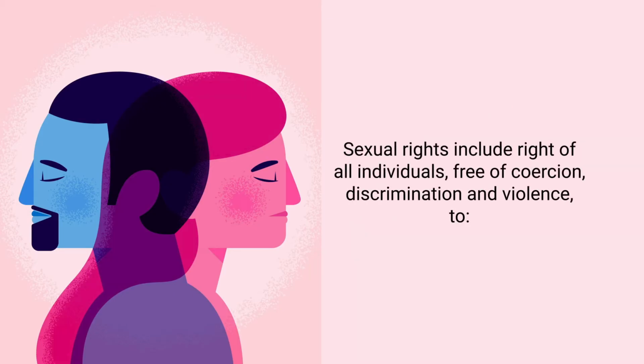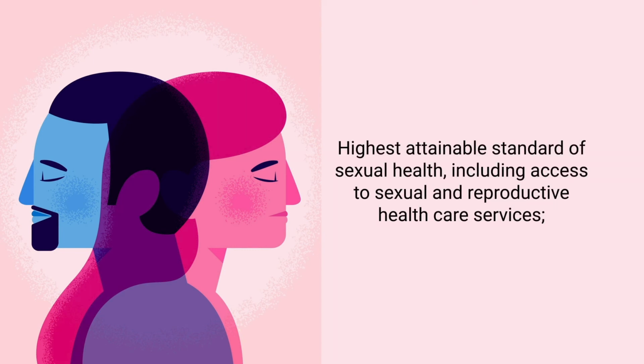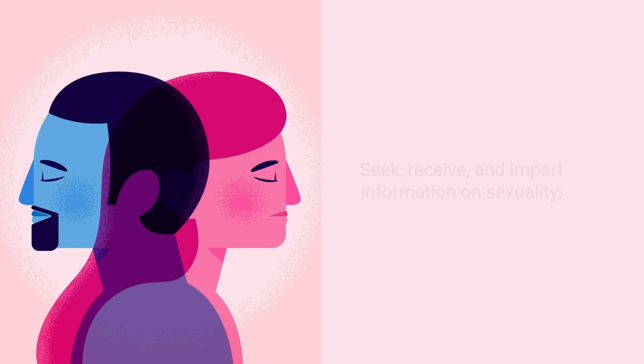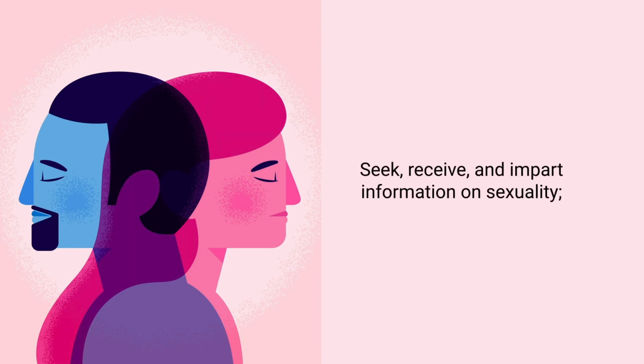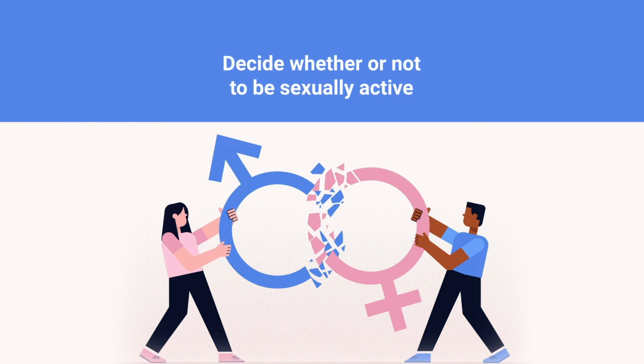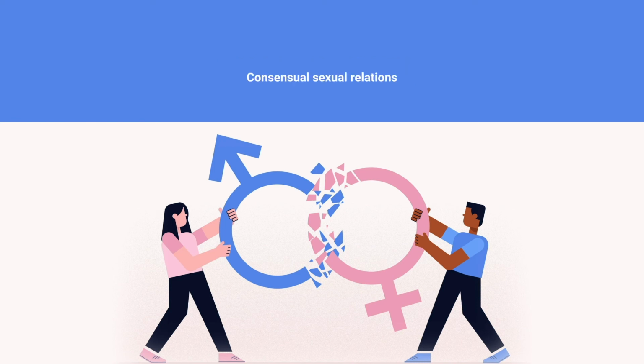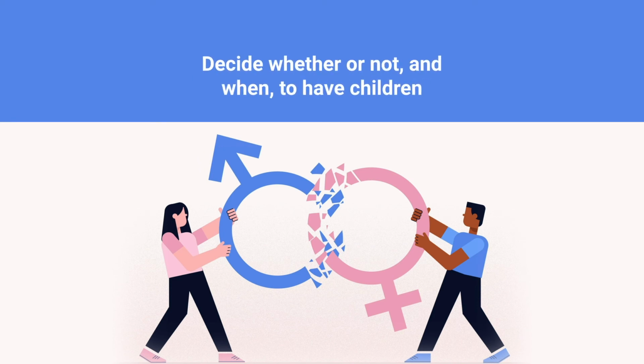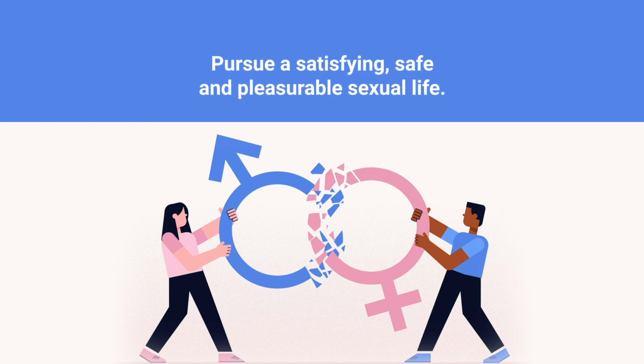Sexual rights included the right of all individuals, free of coercion, discrimination and violence, to the highest attainable standard of sexual health, including access to sexual and reproductive health care services; to seek, receive and impart information on sexuality; sexuality education; respect for bodily integrity; choosing their partner; deciding whether or not to be sexually active. Then there was consensus on sexual relations and on marriage, deciding whether or not and when to have children, and pursuing a satisfying, safe and pleasurable sexual life.